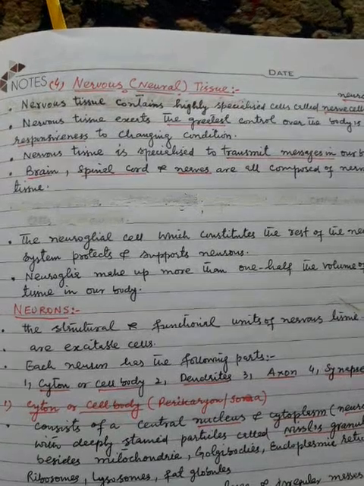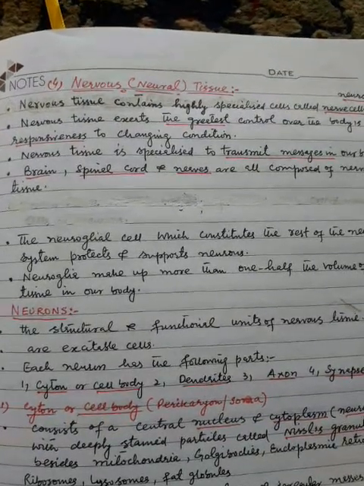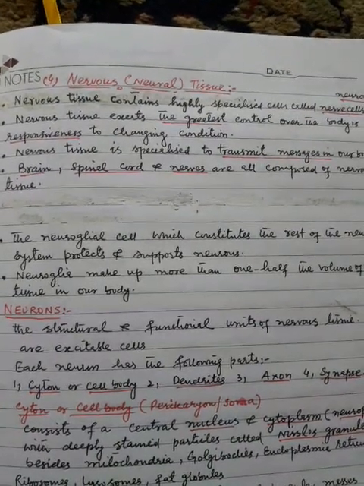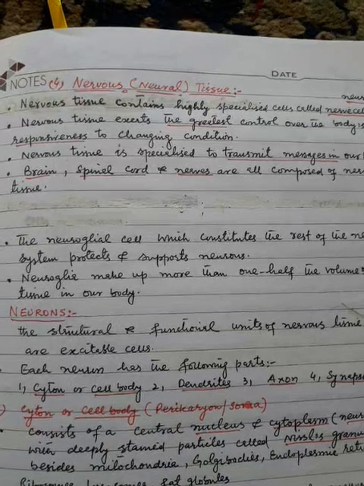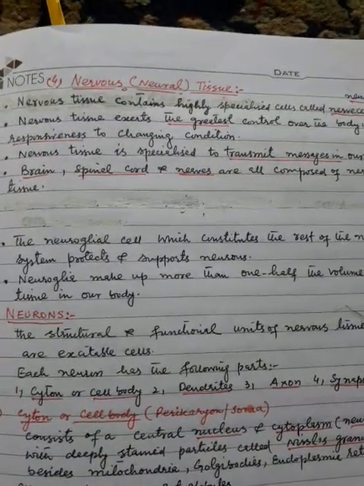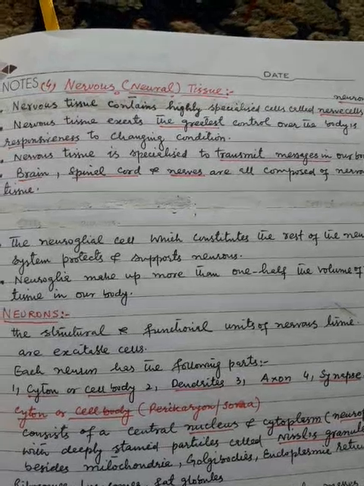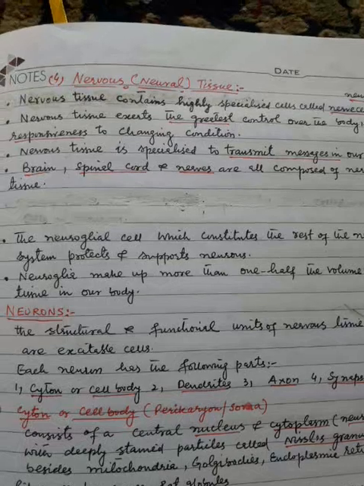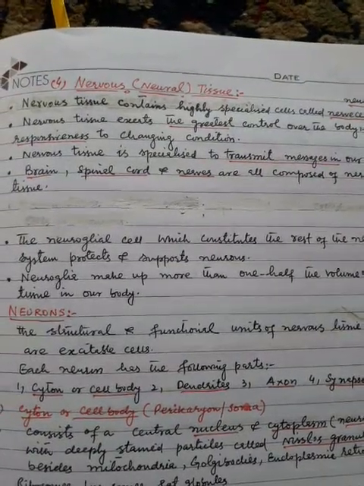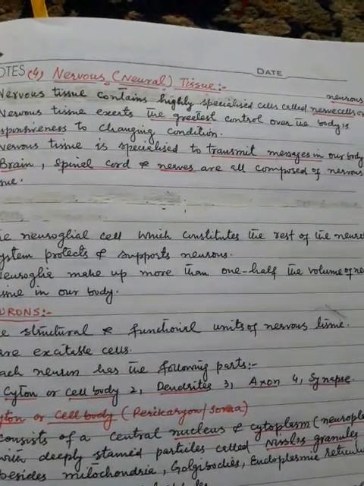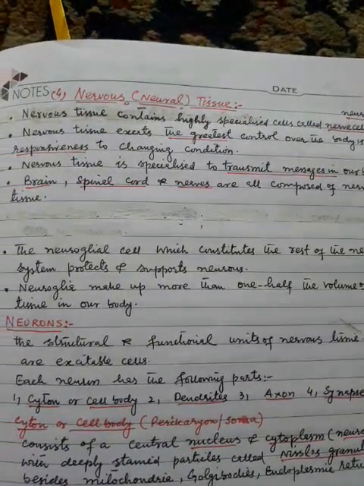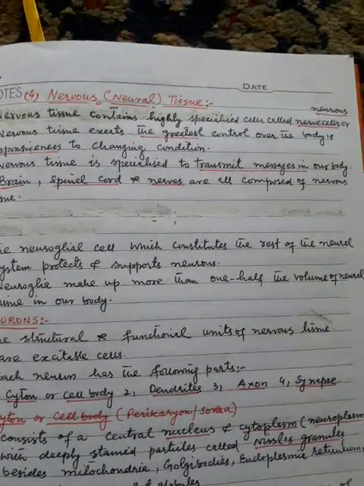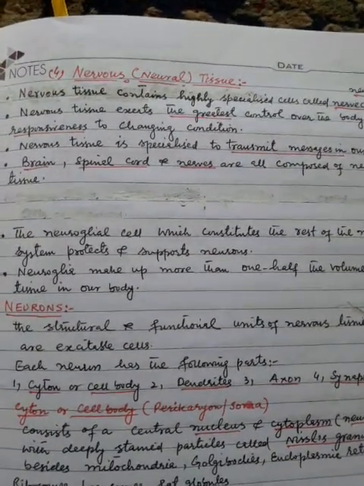Today we have the last step of animal tissue, that is the nervous or neural tissue. Nervous tissue contains highly specialized cells called nerve cells or neurons. Nervous tissue exerts the greatest control over the body's responsiveness to changing conditions. Nervous tissue is specialized to transmit messages in our body. Brain, spinal cord, and nerves are all composed of nervous tissue.